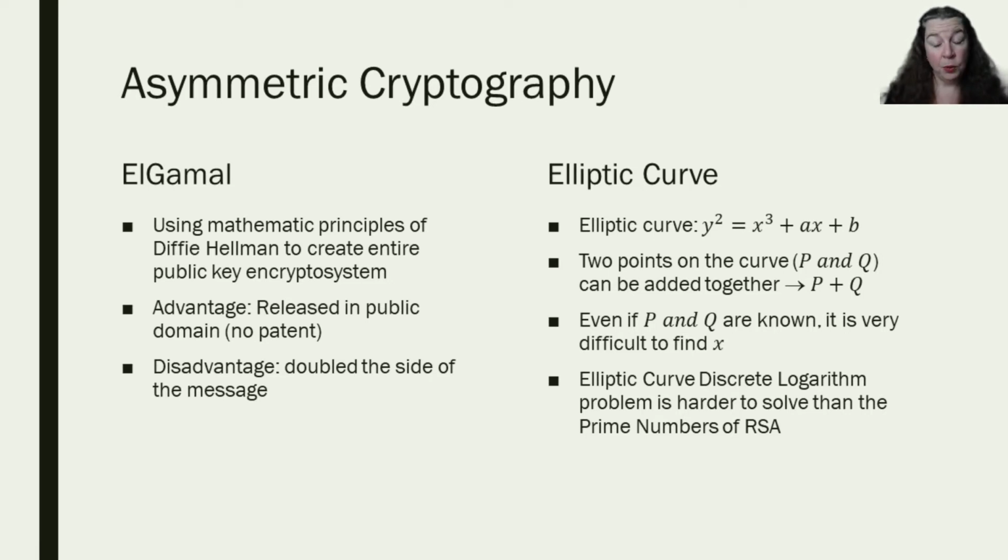If you can find 2 points on the curve, P and Q, and add them together, you can use that piece of information to create an algorithm for cryptography. Even if P and Q are individually known, it's still very, very difficult to find the value of X at any point. So we use the difficulty of finding values in logarithms, which is harder to solve in some cases than the prime numbers issue, factorization of prime numbers versus discrete logarithms.